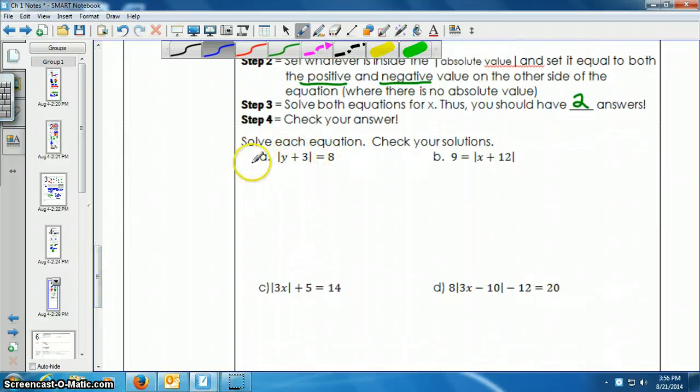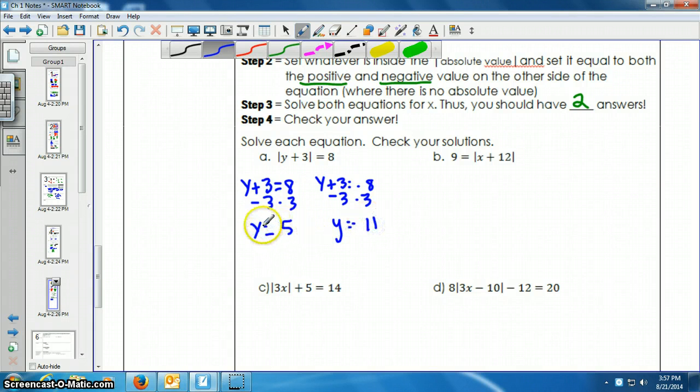So since this one's already by itself, step 1's complete, we're going to then set up the 2 equations, one equal to a positive 8 and one equal to a negative 8. And then we would just go ahead and solve those as 2 separate equations. So now we get 5 and negative 11, and then we plug it back in to check. So 5 plus 3, the absolute value of 8 is 8. Negative 11 plus 3 is negative 8, and the absolute value of negative 8 is 8. So those two answers do work, and we are done.